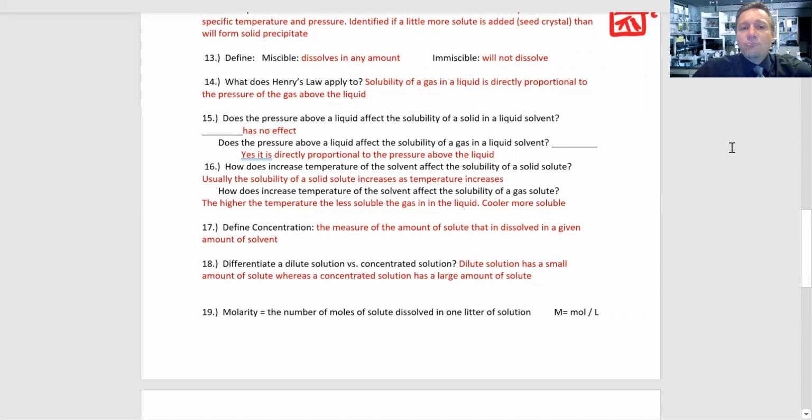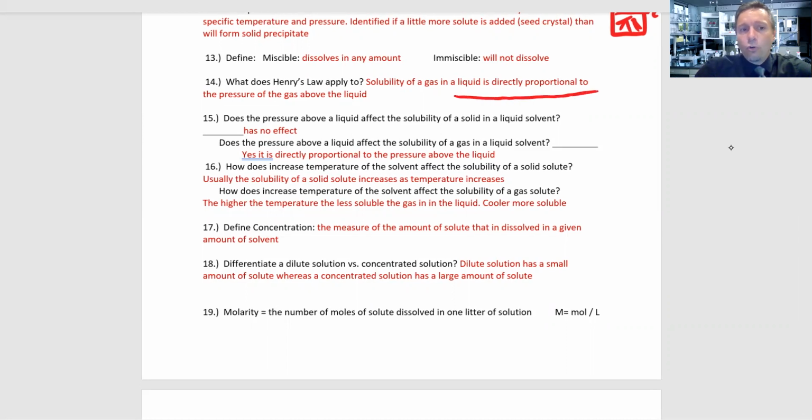All right, now we come to Henry's law. What does Henry's law apply to? Henry's law is all about the solubility of a gas in a liquid. Please notate that it is directly proportional to the pressure of the gas above the liquid. And Henry's law of solubility, we worked a little bit with that: solubility 1, pressure 1 equals solubility 2, pressure 2. And the pressure can be in atmospheres or kilopascals.